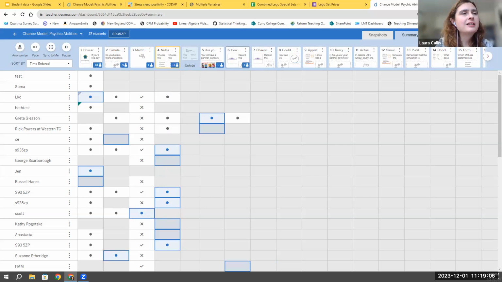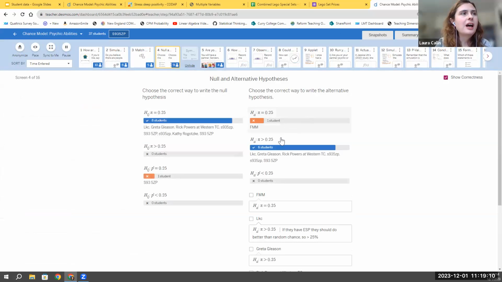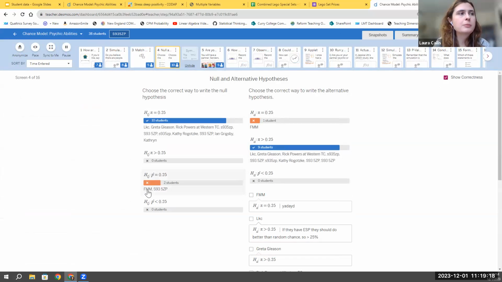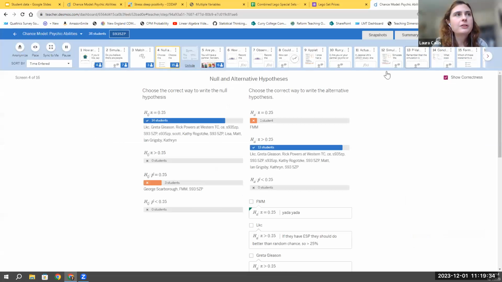Then if I click on teacher, and click this show correctness box, I can see how many people are answering correctly, what their explanations are, and who I need to go over and chat with to say, actually, it's more like this. If I want to give direct feedback, I can click on that and they'll get a little message up here that says, good start, but we use pi for parameters, or something like that. So I can give everybody feedback in real time.